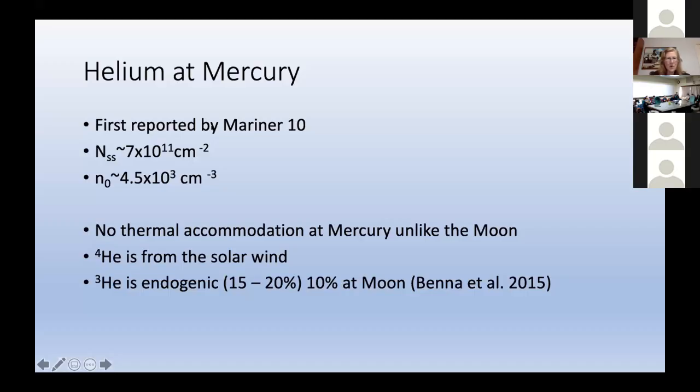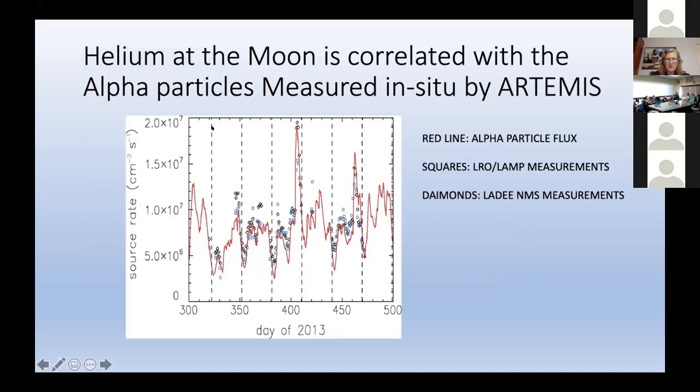So helium-4 is from the solar wind, and helium-3 is endogenic. It's primordial, both at the moon and Mercury. Benna estimated 10% of the helium is helium-3 at the moon, and it's been estimated that 15 to 20% is endogenic at Mercury. So similar. One thing that surprised me was that researchers don't think that helium is thermally accommodated at Mercury, whereas it is at the moon, and that could be because of the difference in the surface temperatures.